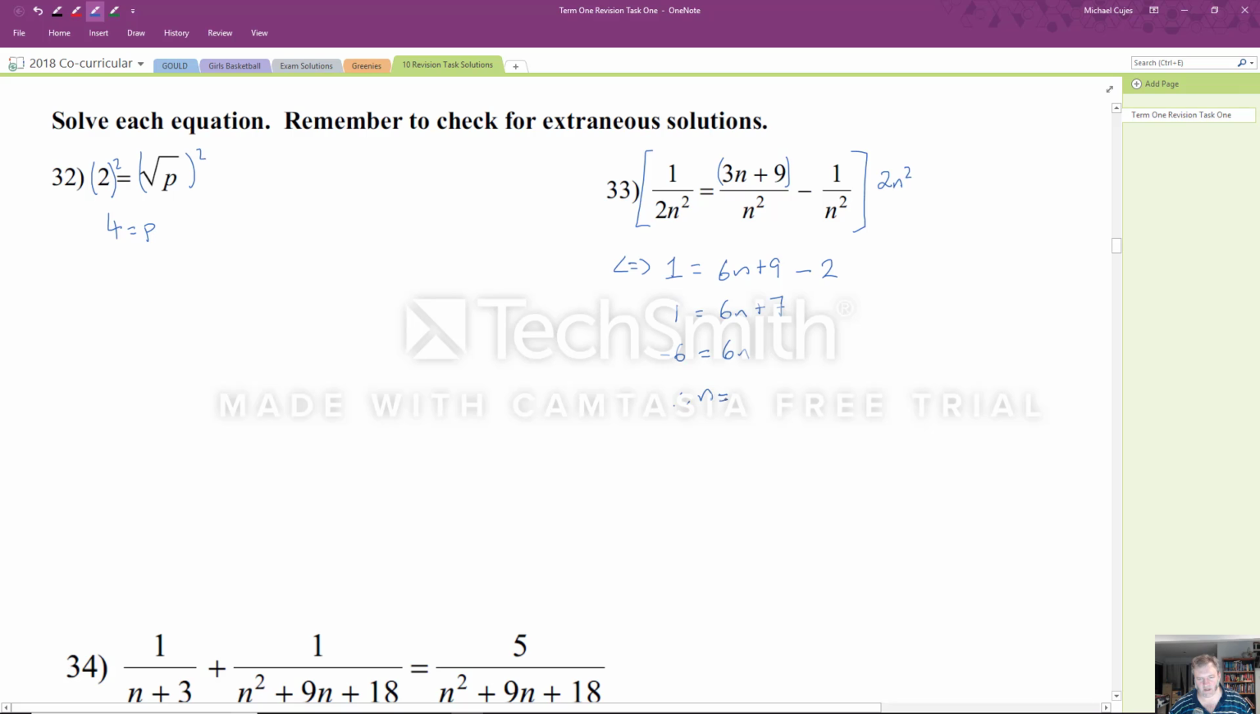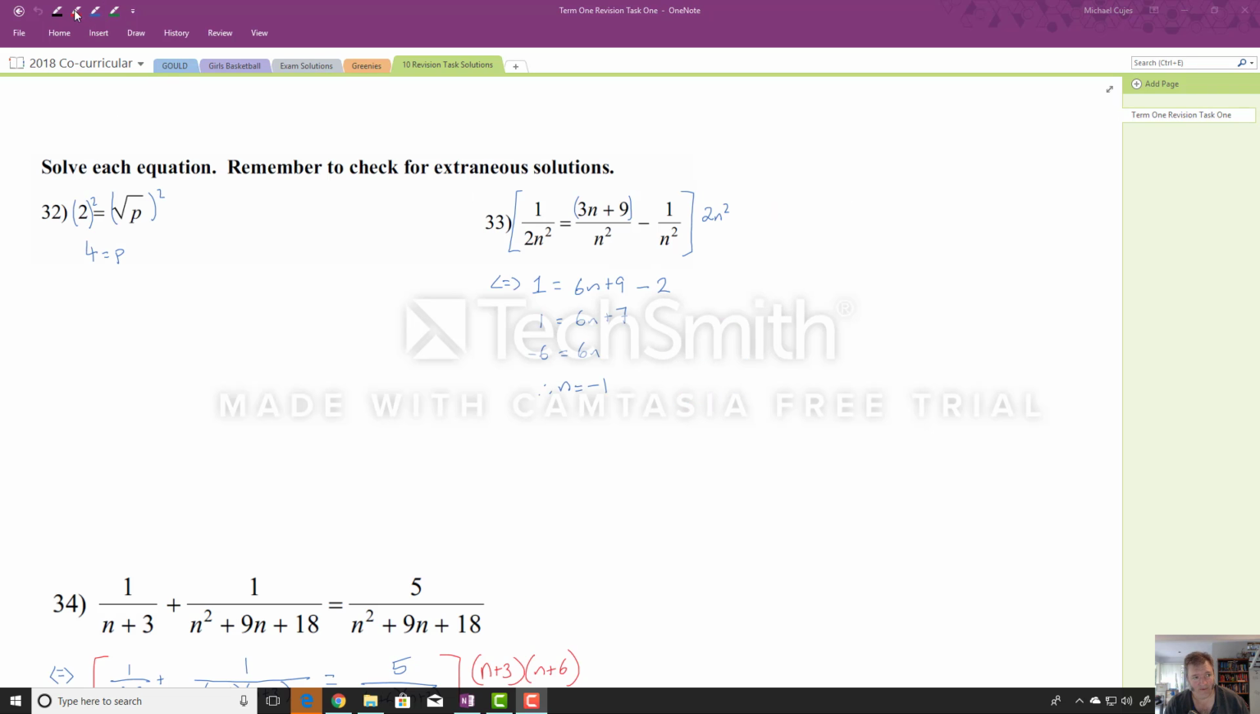Dividing by 6, n equals negative 1. And that should be okay. So we're done. Not so. Alright, last little mistake to fix up.